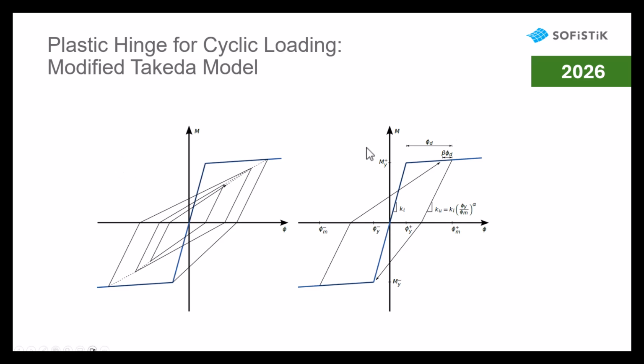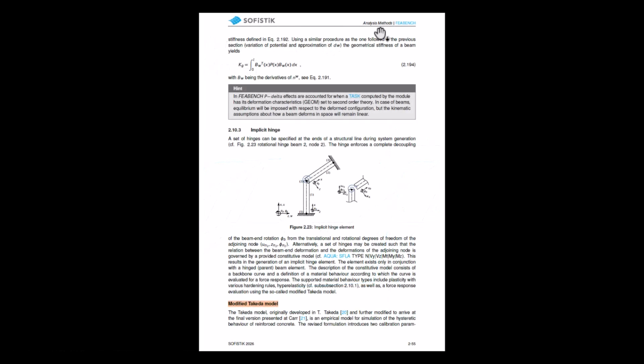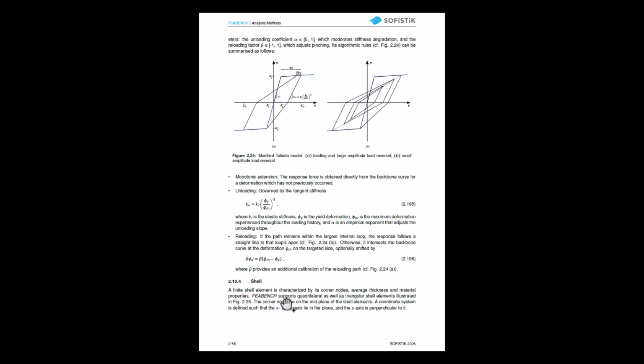To define such a hinge, two elements are required. A backbone moment rotation curve, which defines the sectional capacity, and a model that describes the cyclic behavior of the hinge. Here, we will use the modified Takeda model, which is particularly suitable for reinforced concrete structures. It defines rules for loading and unloading of the structure, allowing control over the unloading via the exponent alpha and the reloading via the factor beta. For more details on the modified Takeda model, please refer to the FEA bench manual, where you will find a section describing its properties.